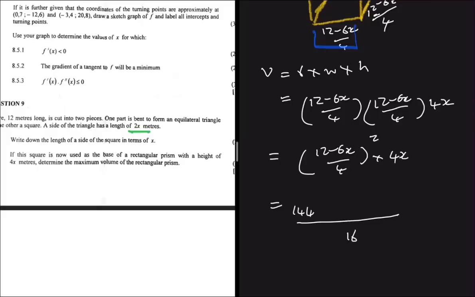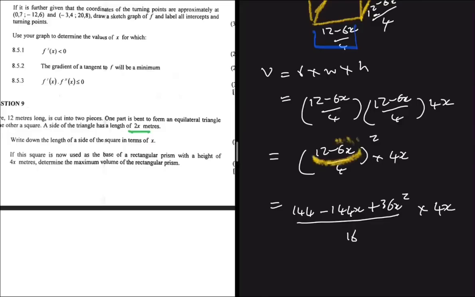And then we say 12 multiplied by minus 6x. That will give us minus 72x. You multiply that by 2 and you get minus 144x. And then plus minus 6x multiplied by minus 6x. That will be 36x squared. Everything multiplied by 4x.